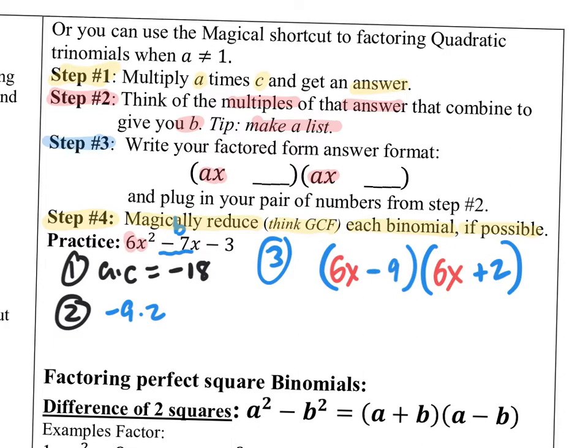Even though it's not a fraction, we're just going to magically change that 6. If we reduce by 3, it'll become 2x. Reduce the 9 by 3, it'll become 3. Reduce the 6 over here on the second binomial, the 6 and 2, that's a GCF of 2. So reduce both by 2, and you'll get a 3x and a 1. And guess what? We're done.